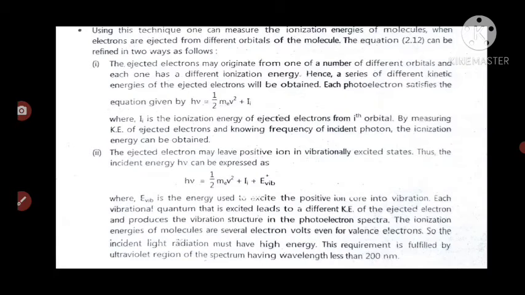For example, radiation of suitable wavelength is incident on the material, on the inner core shell, outer shell or valence shell, and which shell's electrons are emitted depends on this energy, the ionization energy. Ionization energy means the minimum amount of energy needed to knock out or remove the electron from the shell of the atom or the molecule.